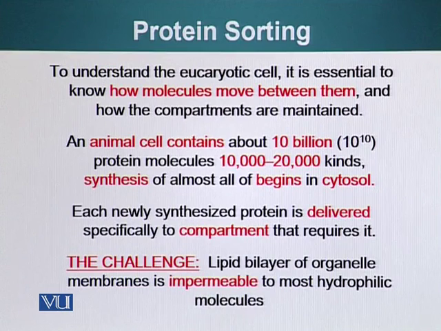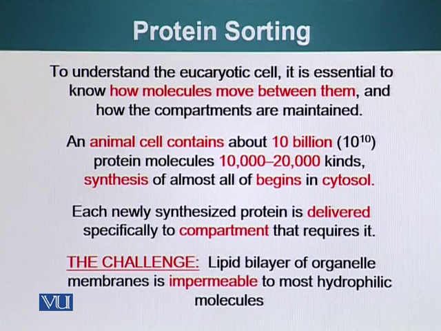An animal cell contains about 10 billion protein molecules. About 10,000 to 20,000 different types of these protein molecules are present inside a eukaryotic cell. As we know, each newly synthesized protein is delivered specifically to a compartment that requires it. However, there is a challenge.